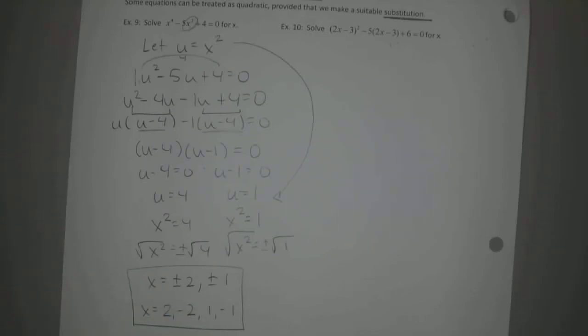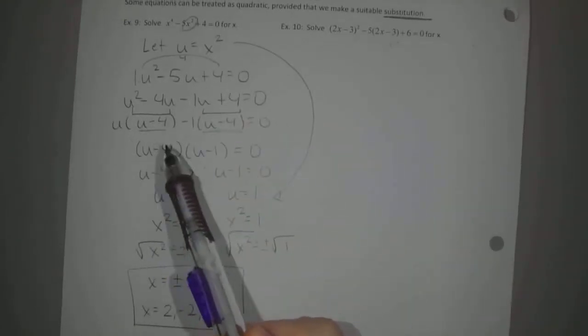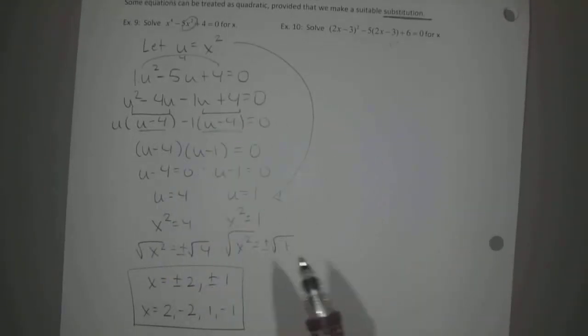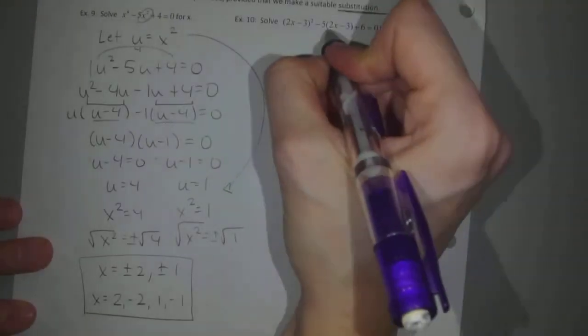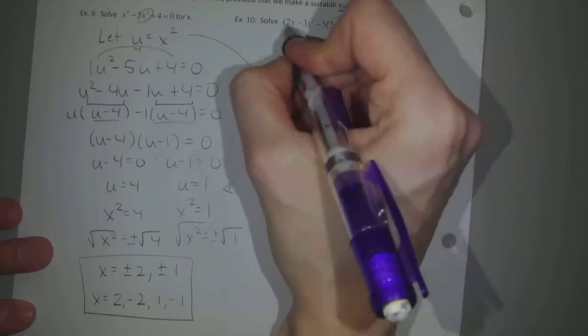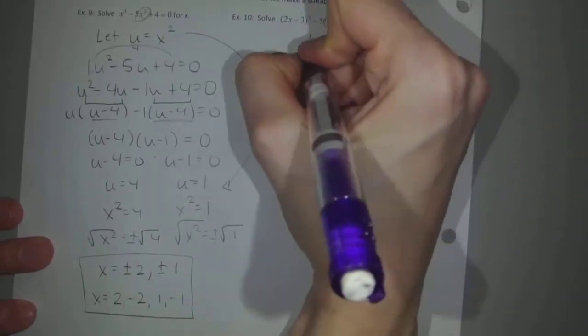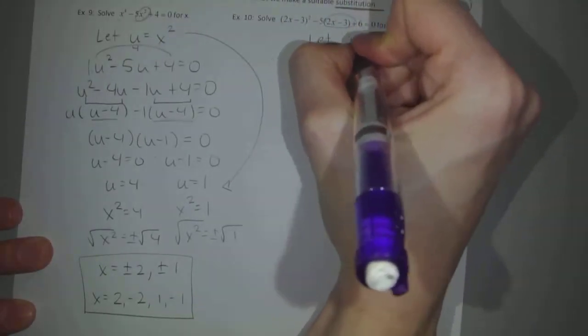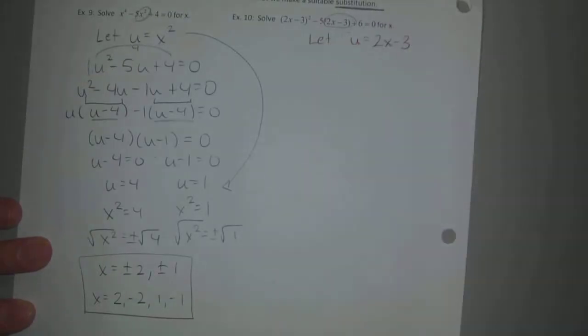Would I use u substitution here? No, I would probably factor it. What you would have gotten, guys, was x squared minus 4 times x squared minus 1, and you could use the square root property to solve those. Here I would do it. So again, notice this middle term is singular, and this is just the square of it. So let that middle term be u. So u equals 2x minus 3.